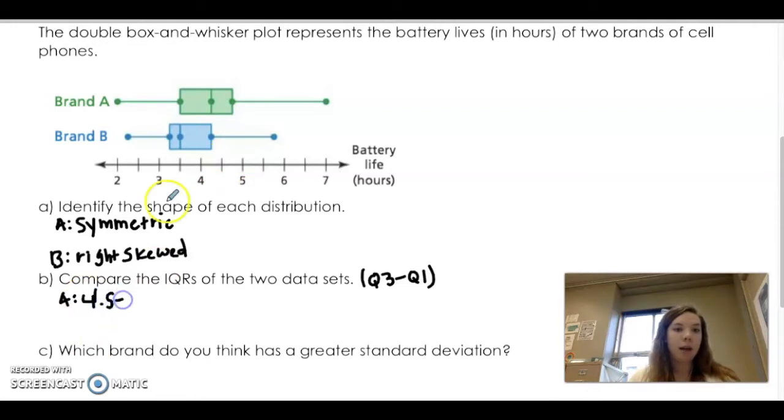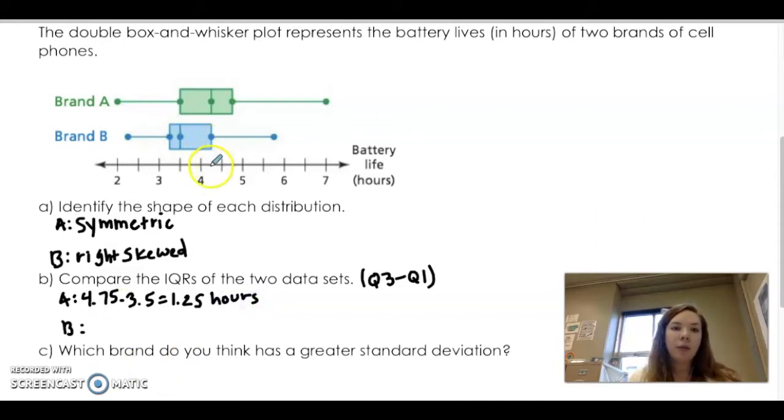4.5 minus, or actually 4.75, because this tick mark is 4.5. 4.75 and then this one is right on 3.5. Minus 3.5. So that would be 1.25. Okay, and this, we're talking about hours, so I'm going to go ahead and label it hours.